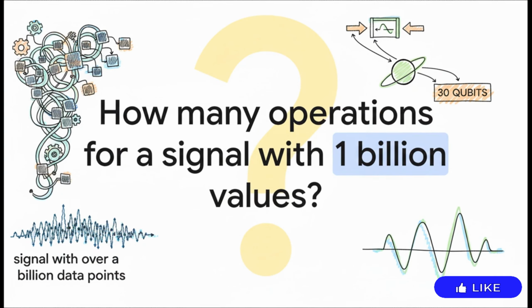Let's put some real numbers on this so you can see what I mean. Imagine you have a signal with over 1 billion data points. For a classical computer, that is a huge problem. But for a quantum computer, you only need about 30 qubits to hold all that information. So how many steps does each one take to find the recipe?